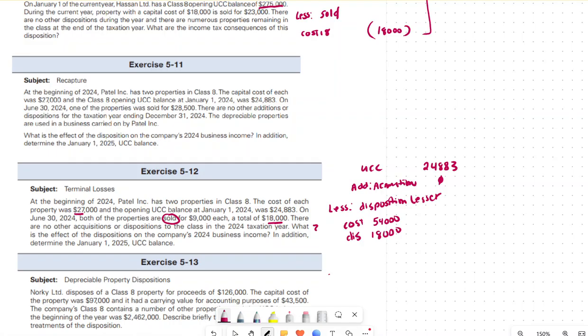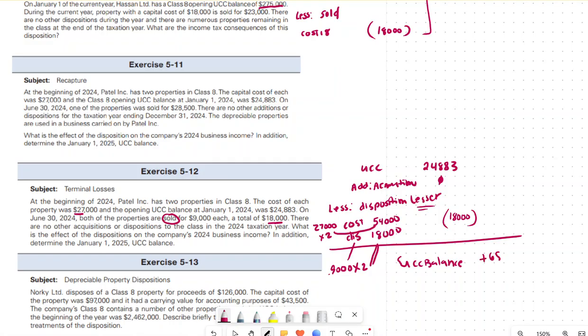How did I get it? The cost of each property was 27,000. We have two of them, that's how we got it. For disposition, we sold each property for 9,000, and there are two properties. The lesser of both is my 18,000, and that becomes your UCC balance, and this balance could be a negative balance or a positive balance. I have 6,883. In order for me to close this asset, I needed to minus it. If you're minusing it, we call it a terminal loss.